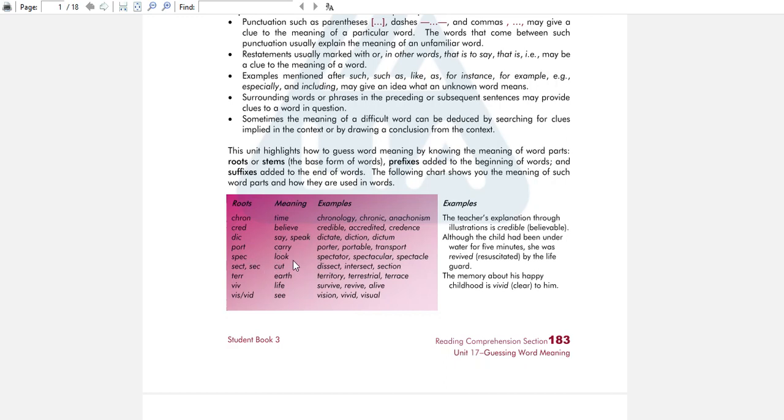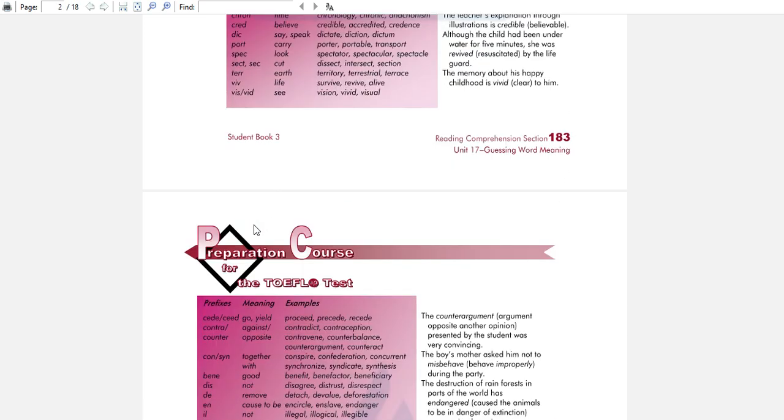The meaning is look. The example is like spectator, spectacular, spectacle. Look means it is related with our eyes. Okay, and the other words. These are the examples of understanding word context from the root word. Okay, the next one is by using the prefix clue.